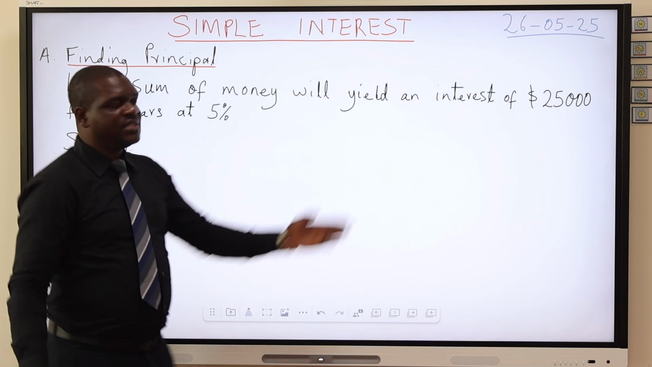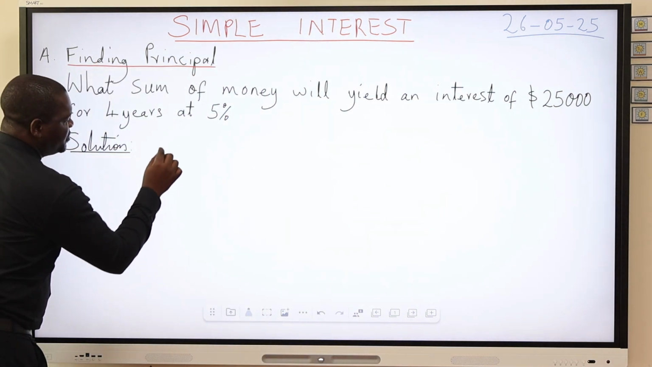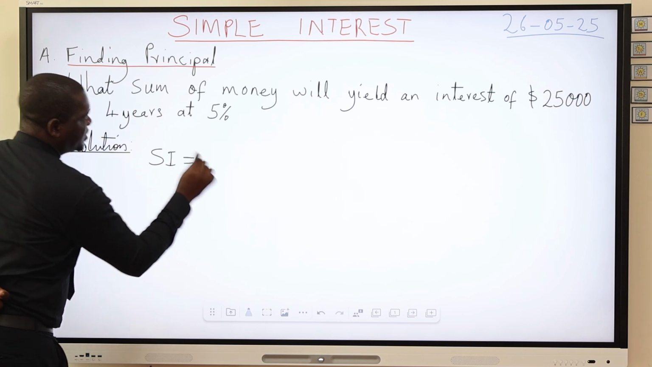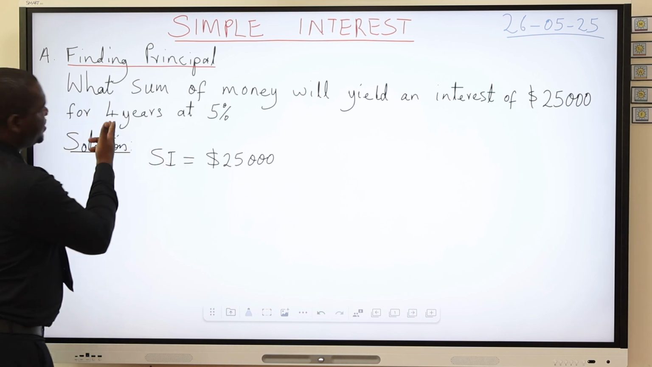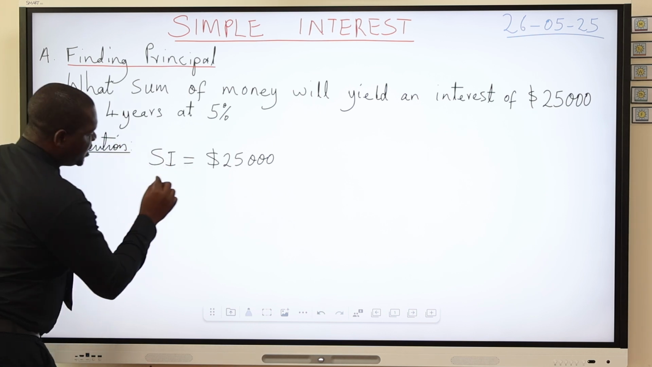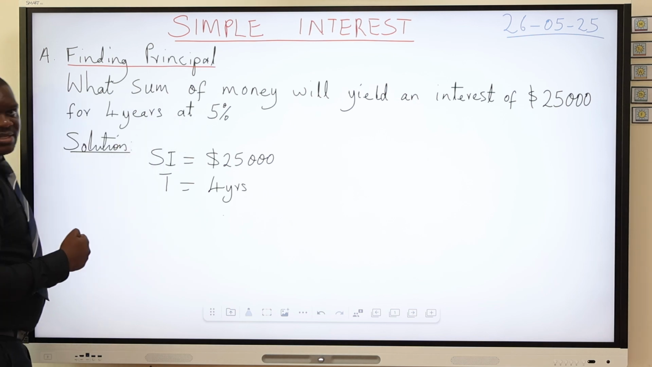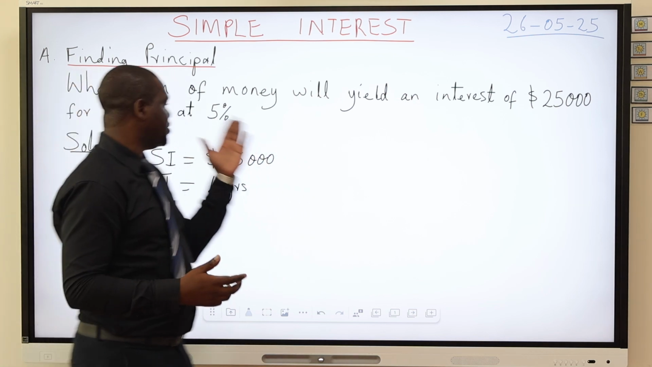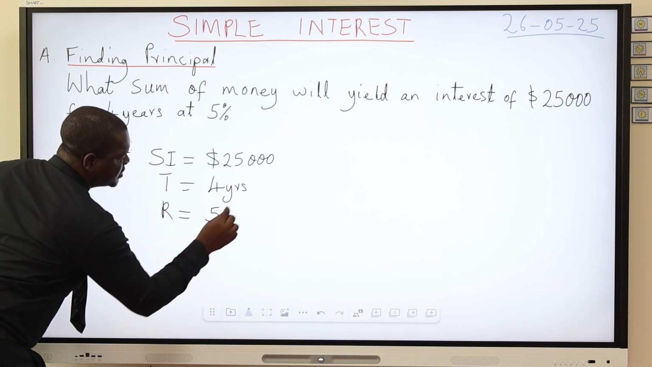The first thing they have given is the interest. So we can identify the interest as simple interest, which is $25,000. The next thing they've given is the time, the duration, which is 4 years. And we've been given the rate. Rate is given as a percentage. So this is the rate here, R, as 5%.